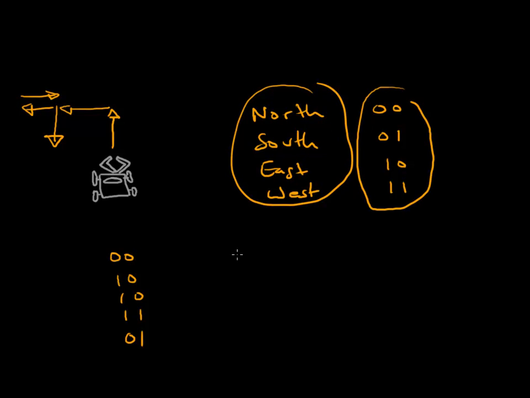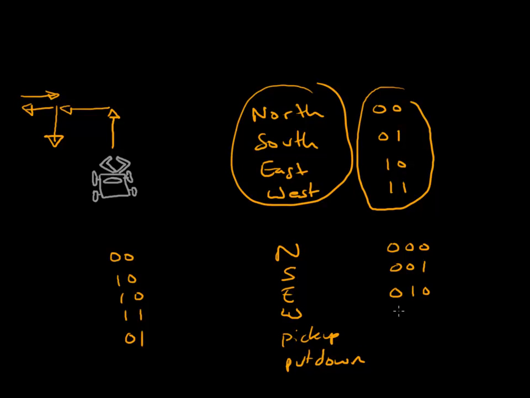Now obviously if we wanted to have more than 4 instructions, we would need more bits to encode those. So we'd have north, south, east and west. And we'll also have an instruction called pick up and put down. And so we'll need 3 bits this time to encode these. So it will be more like this: 0, 0, 0 for north, 0, 0, 1 for south, 0, 1, 0 for east, 0, 1, 1 for west, 1, 0, 0 for pick up, and 1, 0, 1 for put down.